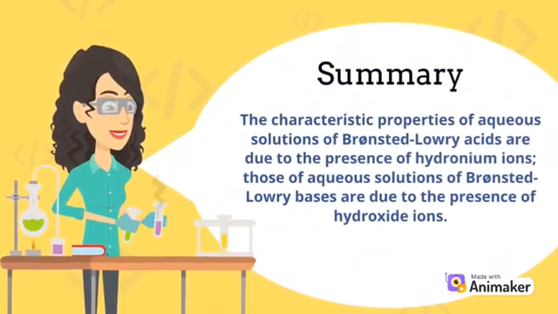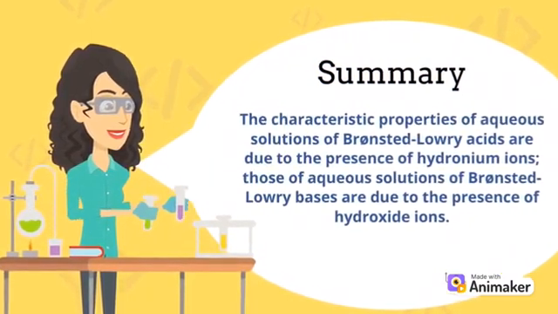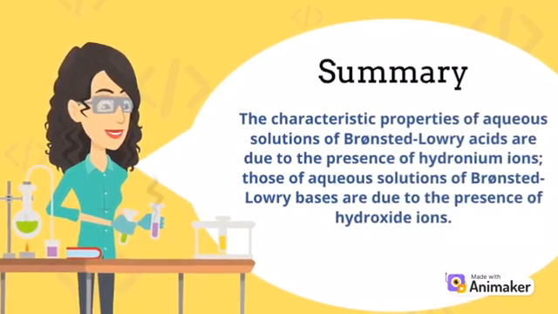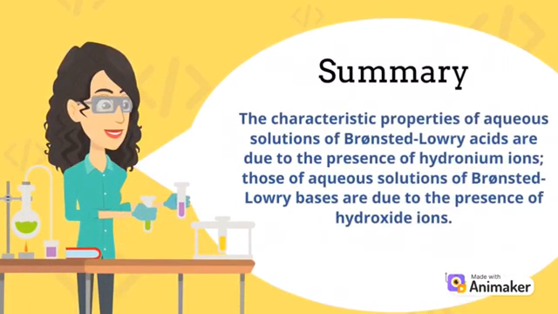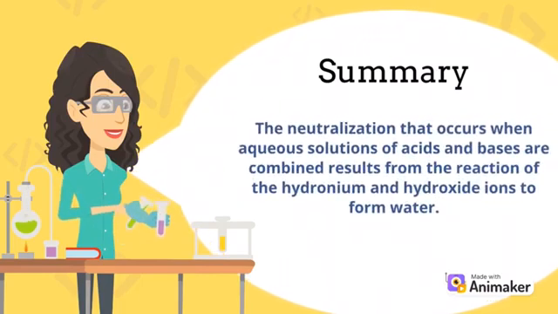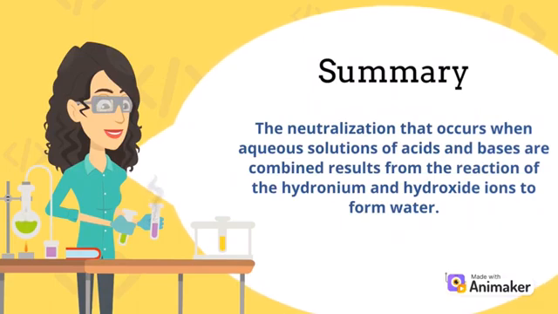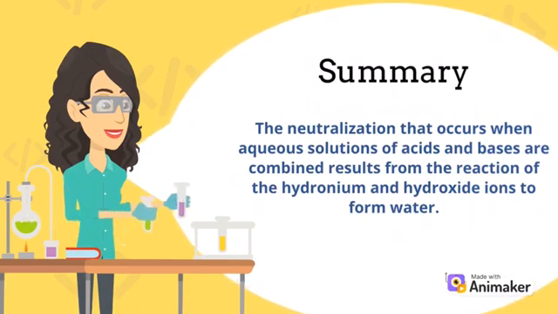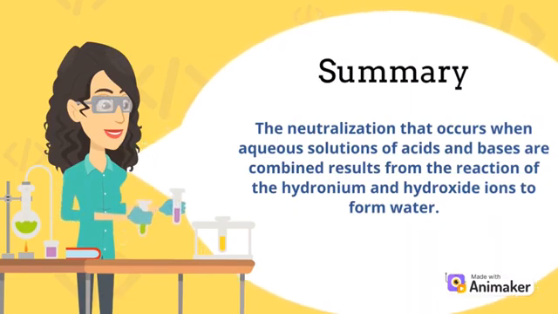Now, let's move to the final part, which is the summary. The characteristic properties of an aqueous solution of Bronsted-Lowry acids are due to the presence of hydronium ions. Those of aqueous solutions of Bronsted-Lowry bases are due to the presence of hydroxide ions. The neutralization that occurs when aqueous solutions of acids and bases are combined results from the reaction of the hydronium and hydroxide ions to form water.